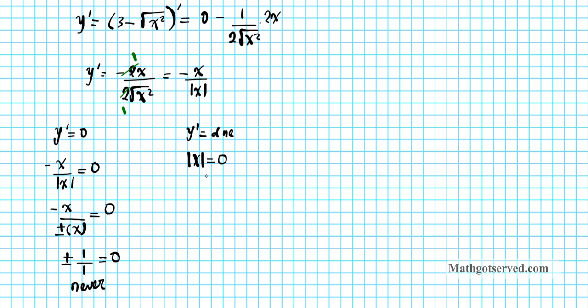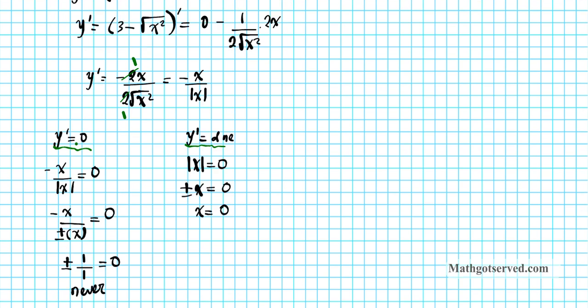So how do we solve this piece right here? We can just rewrite absolute value using plus or minus. So we write this as plus or minus x equals 0. And then this tells us that x is equal to plus or minus 0, but 0 has no orientation, so x equals 0. That's the only critical point that we have in this problem.